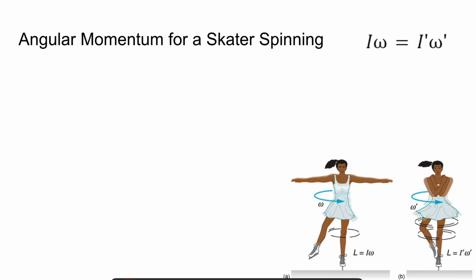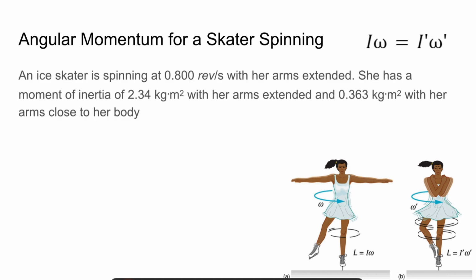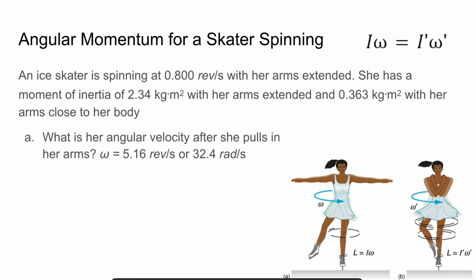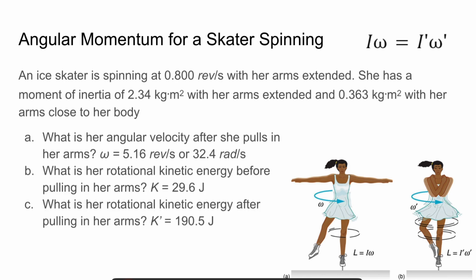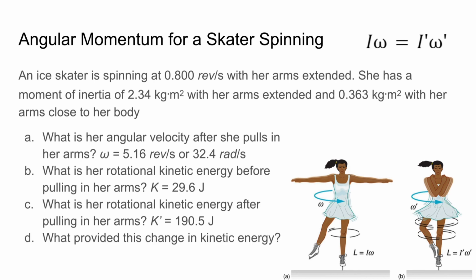And then we're going to work some problems like this in class, but you can do a problem like this where we figure out what her angular velocity will be once she changes her moment of inertia by bringing her arms in. And we can also figure out what her kinetic energy is during those two points in time, before bringing her arms in and after. And finally, we can think about what changed in her kinetic energy.